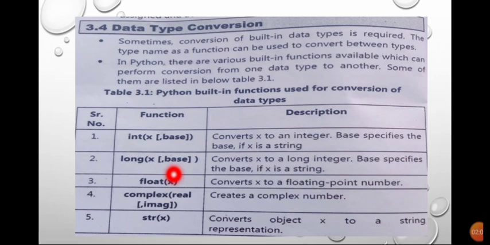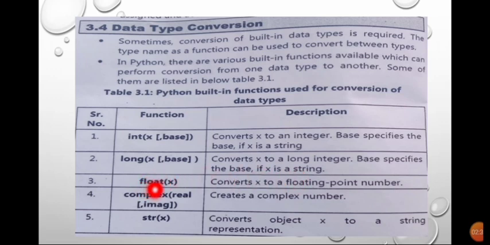The next one is float(x). What do you mean by that? This x is converted into a floating point number. Whatever x may be, it is converted into a floating point number. Get it? Next is complex(real, imaginary). That means the real number is converted into a complex number. This function creates a complex number.